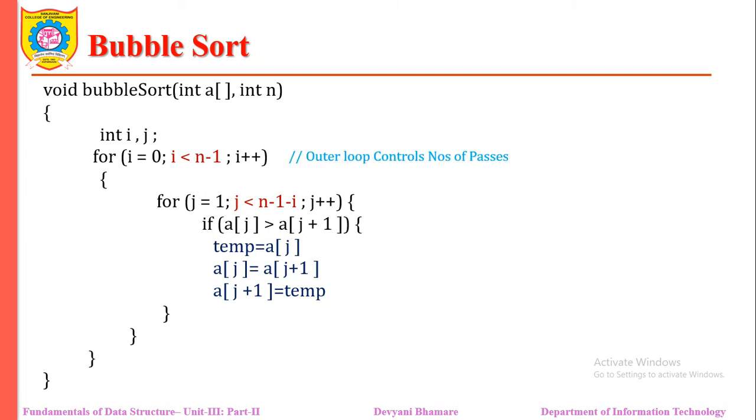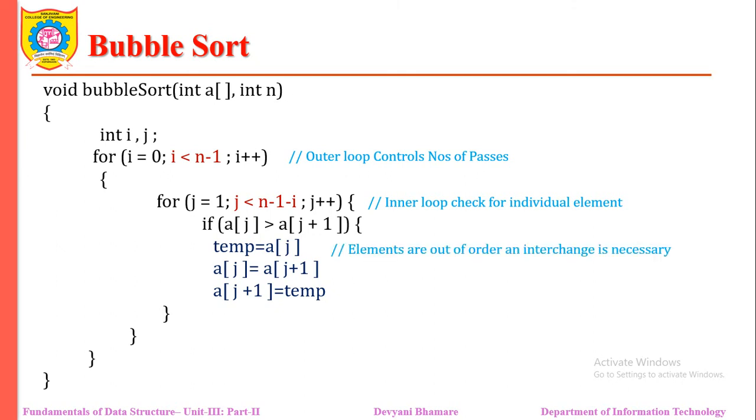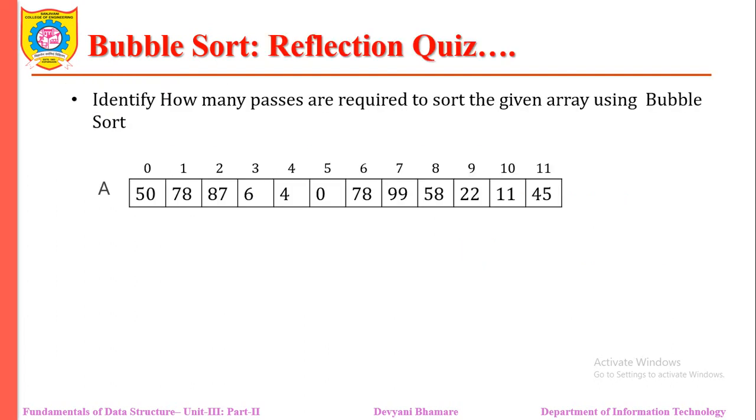So the outer for loop controls the number of passes. The inner for loop keeps the check of individual elements. If elements are out of order, then we interchange them. And this is the way bubble sort works. So dear student, I expect you to kindly pause the video and try to solve this example. Identify how many passes are required to sort this given array using bubble sort.